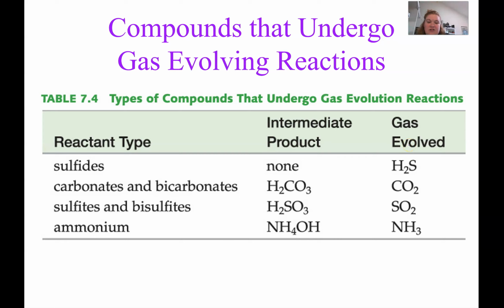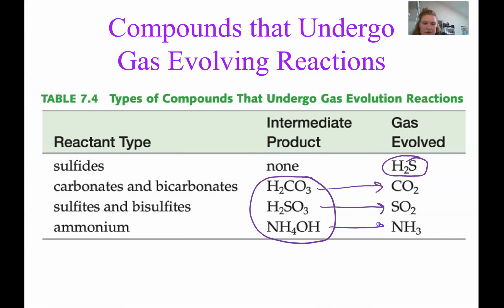So the H2S is the only one that forms directly. And then the other 3, all of these will form the gases that are shown and water. So the 4 molecules that are circled there, after we take our reactants and we swap them, these are the 4 things we're going to look for.